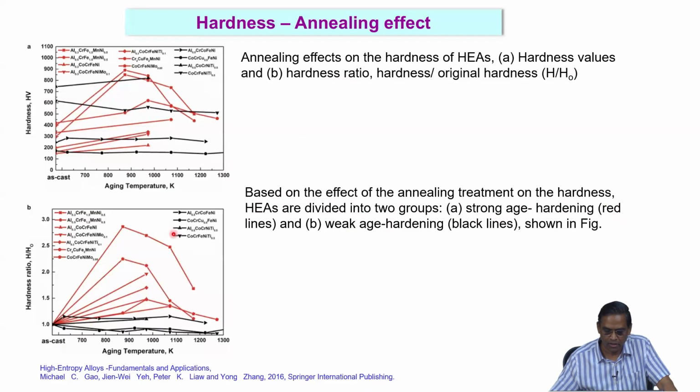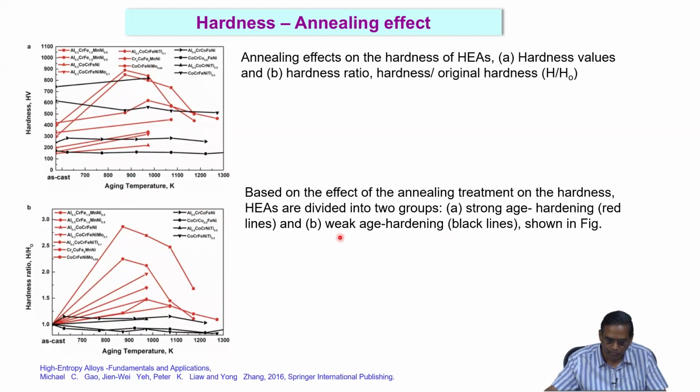High entropy alloys are divided into two groups: strong age hardening, red lines, and weak age hardening, black lines. Age hardening is something like secondary phase formation, which is a very classical phenomenon in metallurgy. In this case you can see that as a function of annealing temperature, it is kind of a peak aging, which you know is popular in aluminum alloys. Similarly, you are seeing a peak hardness at a particular temperature and then it comes down. So, this is related to the second phase formation and its coarsening and so on with respect to hardness.